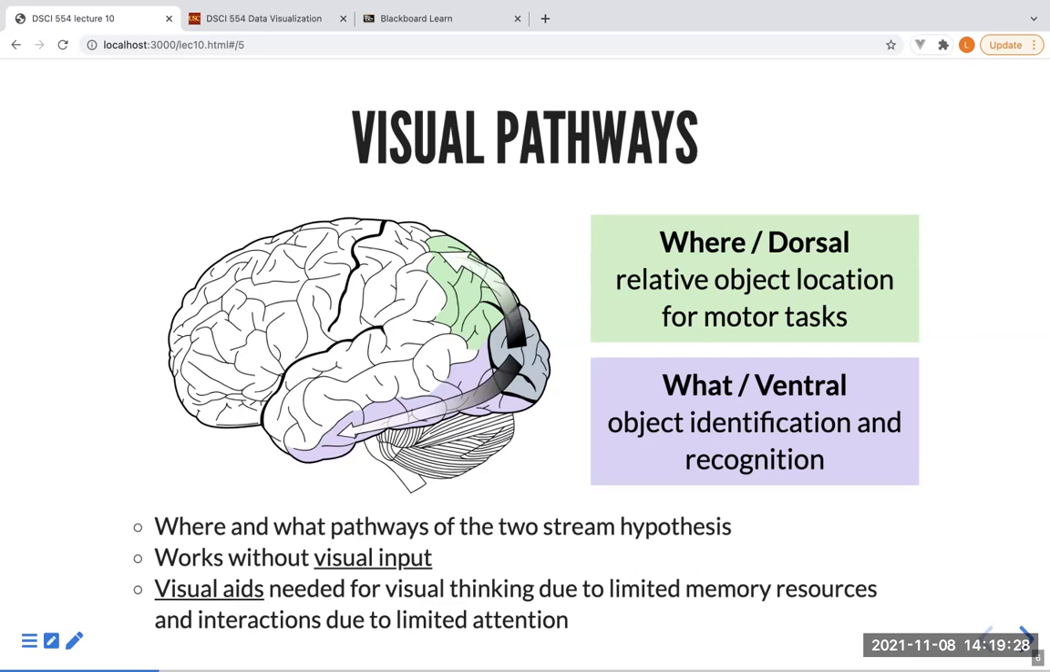And so there is a feedback loop between the visual information, what the brain understands of the scene, and your movements. So the brain is basically driving your movements based on the visual information, right? So that's the where pathway.